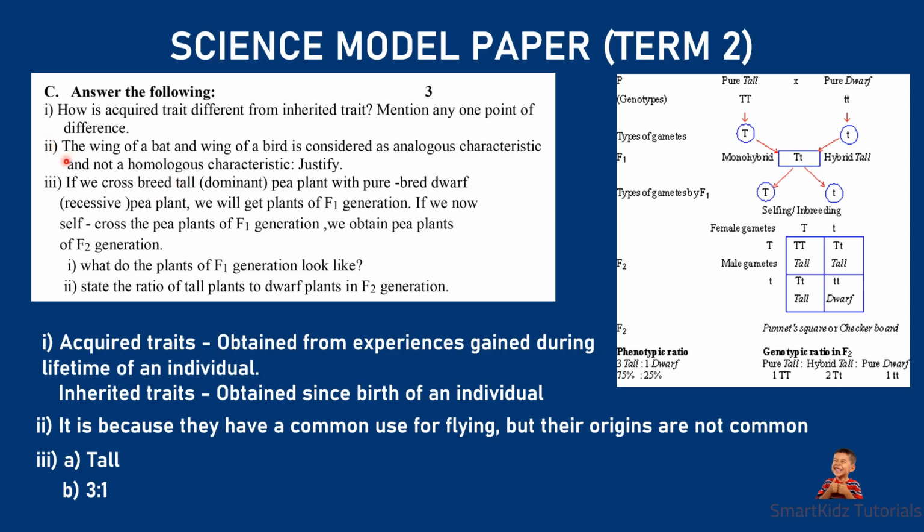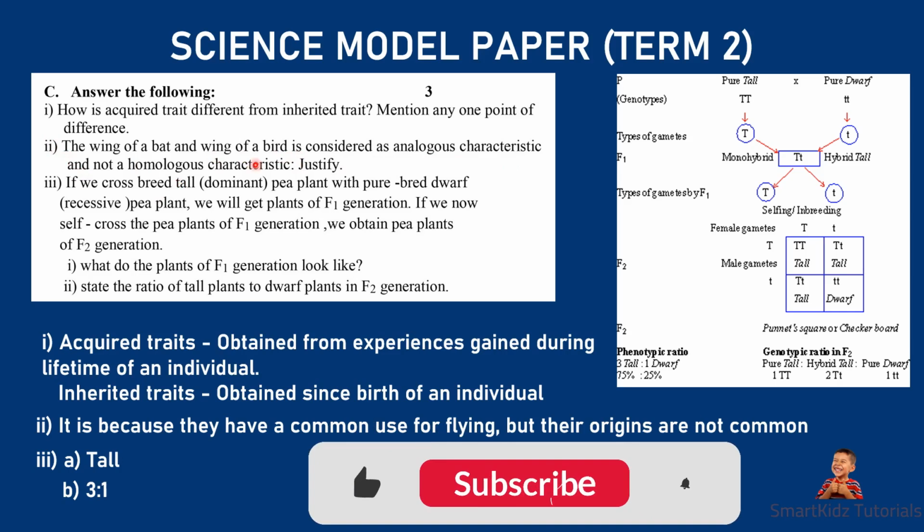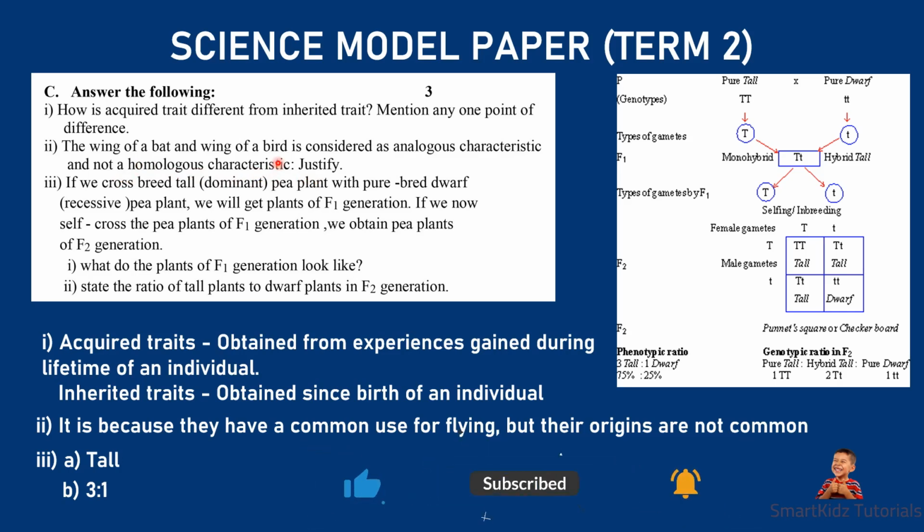Question second one: the wing of a bat and the wing of a bird is considered as analogous characteristics and not a homologous characteristic. Justify. So wing of a bat and wing of a bird are used for the same thing, that is for flying. The function is the same, but they do not have the same origin, as a result of which they are considered to be analogous characteristics and not homologous.